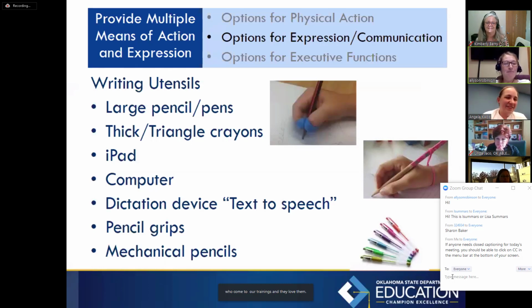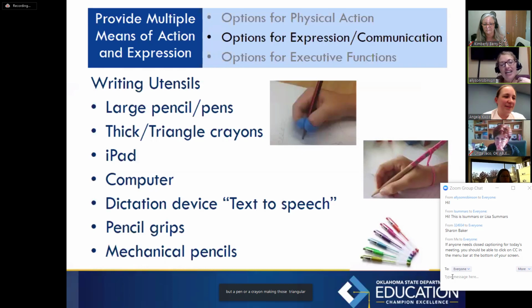It's really funny, but our OT would have a lot to say about a lot of these, but truly just changing the size of the pencil, the weight of the pencil, that it might be, in this case, not just a pencil, a pen or a crayon, making those triangular ones just gives them another way to hold it.